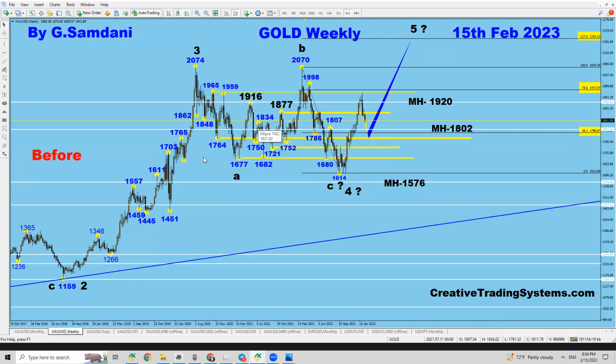So I need to be very careful. Between what? Between 1848 and 1834. If we go below 1834, we're going to go to 1802. If we bounce and go above 1848, then we might go back to 1877 and then 1920 and 1916. Okay, so these are the two scenarios right now. On the 80-minute chart, let me show you the 80-minute chart that I made earlier. Where the heck is it? Let's go.